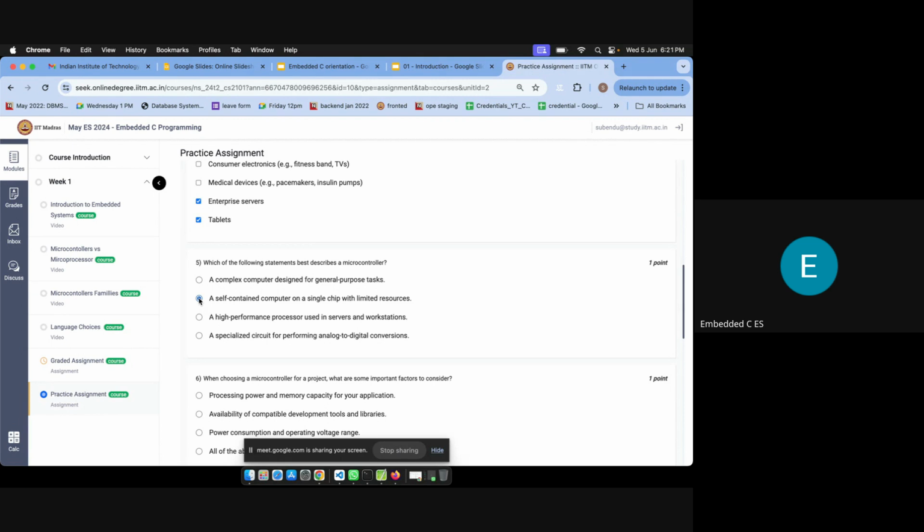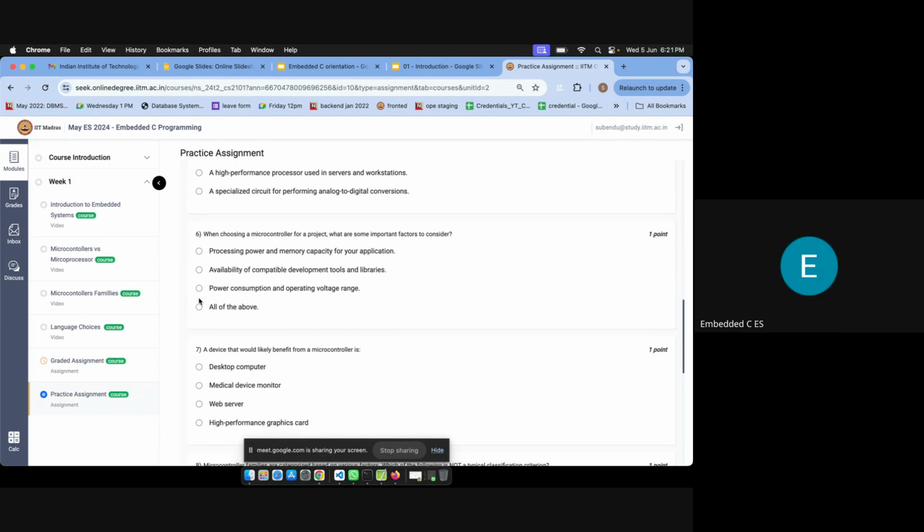The third one is a high performance processor used in servers and orchestration. This is, I think, a microprocessor. And the last is a specialized circuit for performing analog to digital conversion. This is also not a correct option. So for a microcontroller, the second option is the correct option. Everyone got it? Yes, sir.